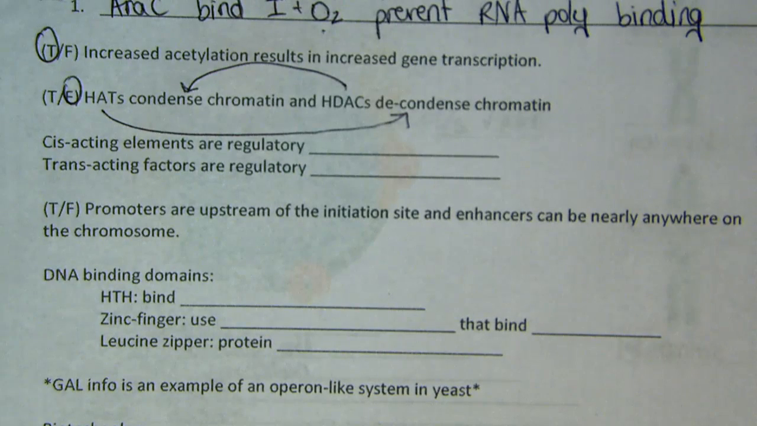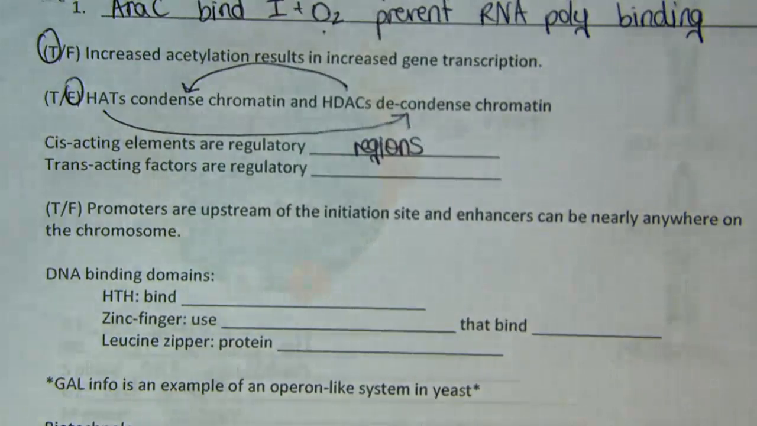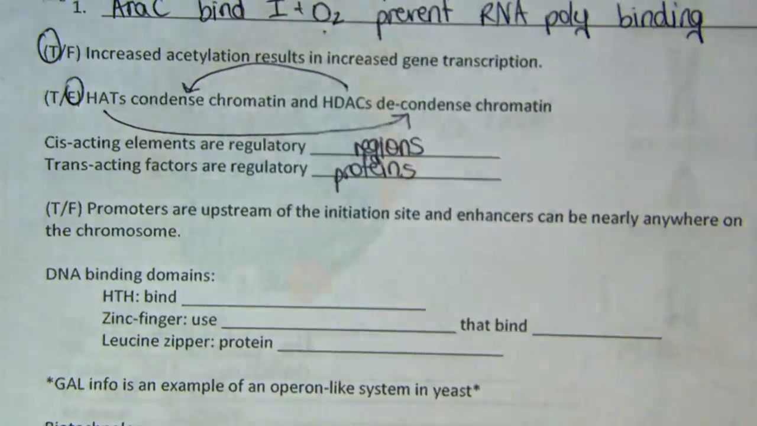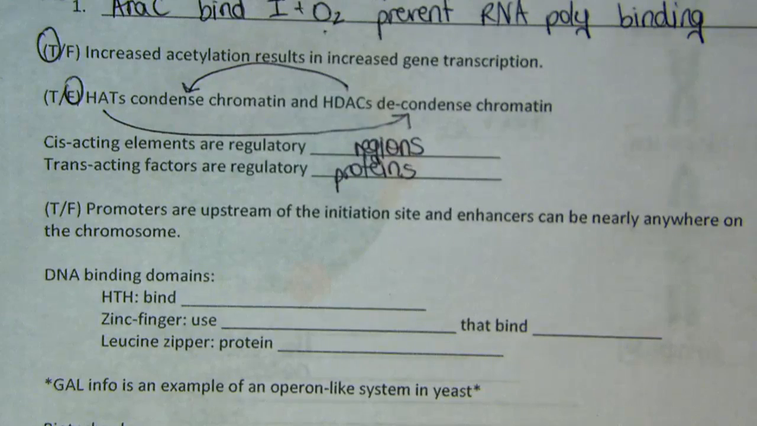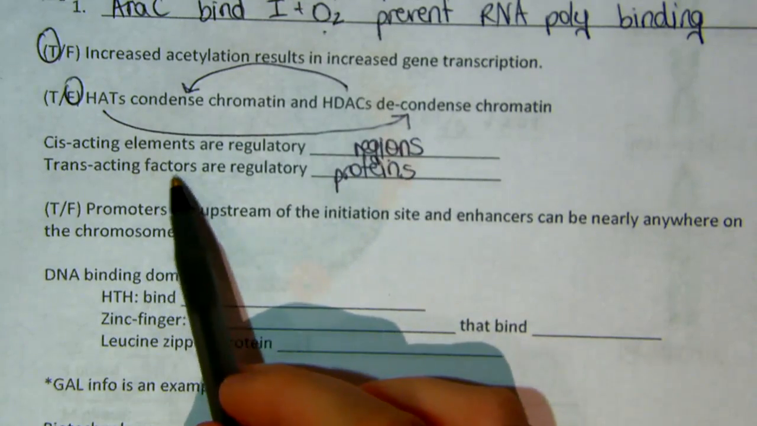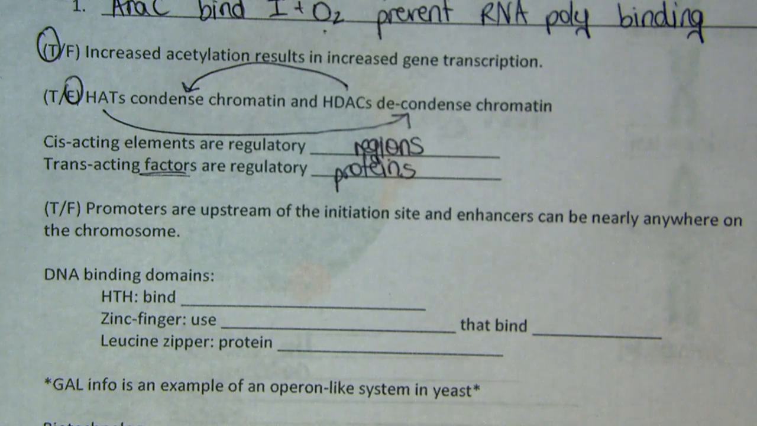Okay, and what are cis-acting elements? Any idea? These are regions where trans-acting factors are going to be proteins. So this is kind of the small details within this chapter. So you can go into what the cis-acting elements are, but they are regulatory regions on the chromosome where trans-acting factors bind. And it's almost always true that a factor is a protein.